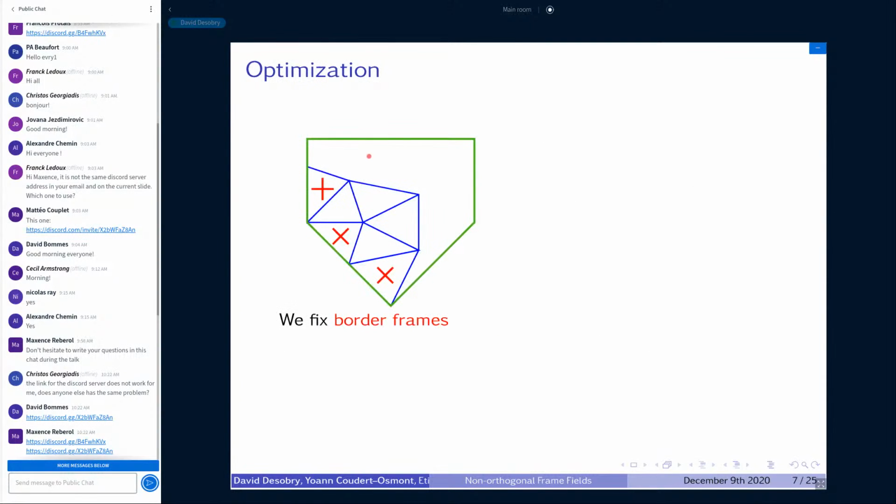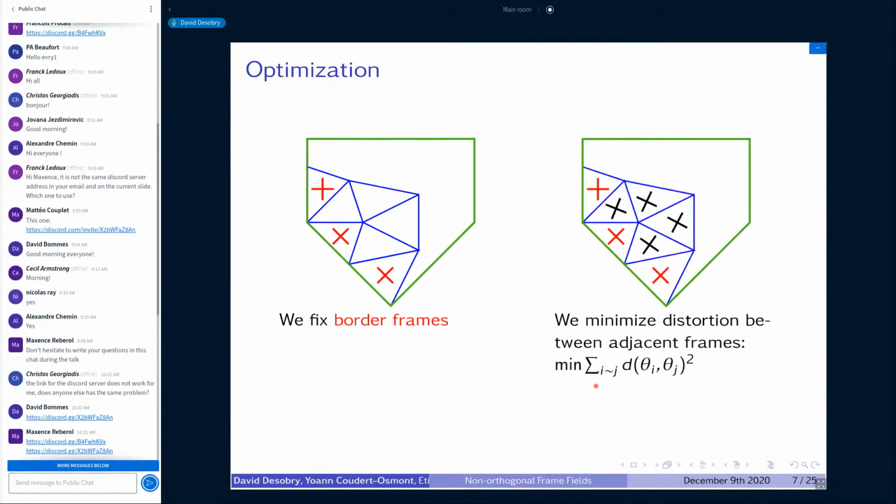So for the optimization, we first fix the frames such that they are aligned with the border. And then we minimize the distortion between adjacent frames inside the domain.